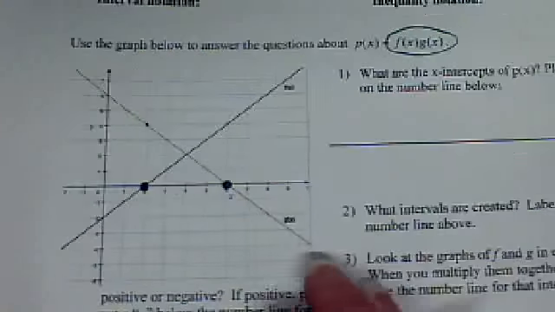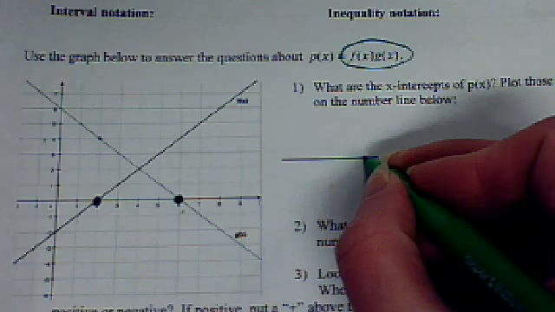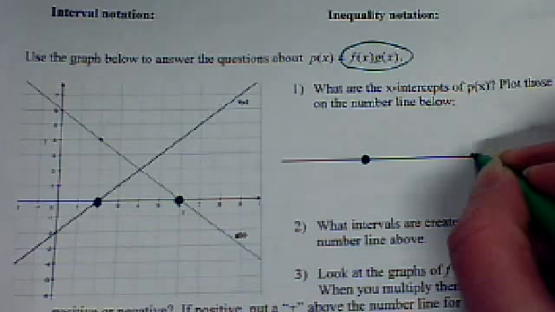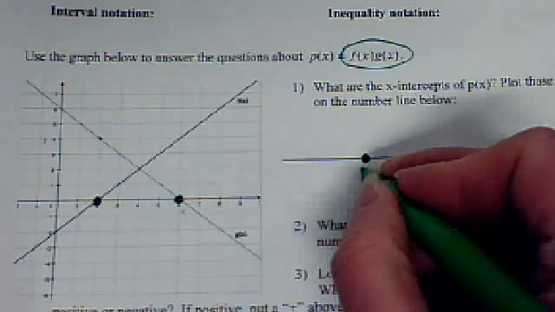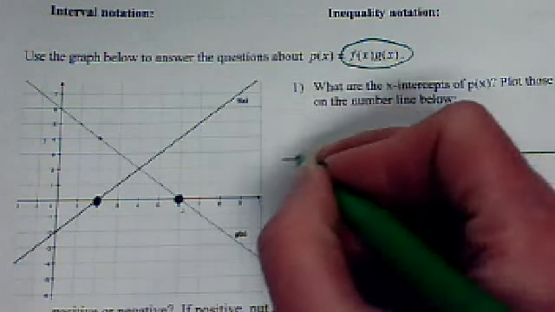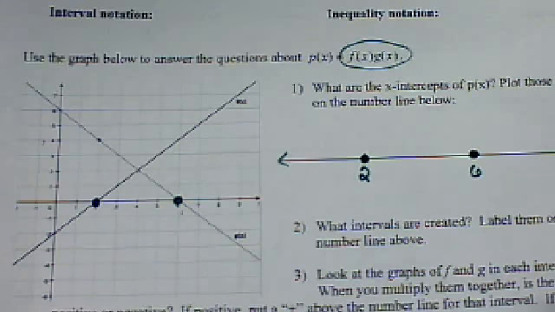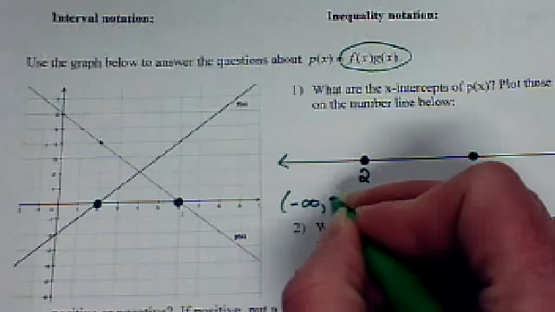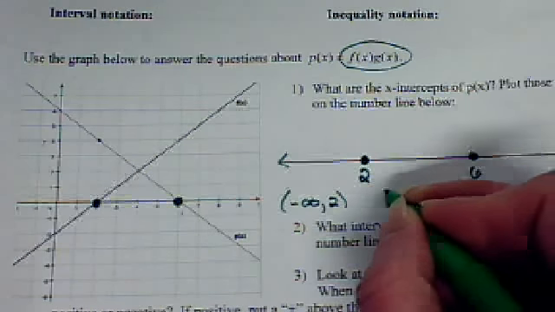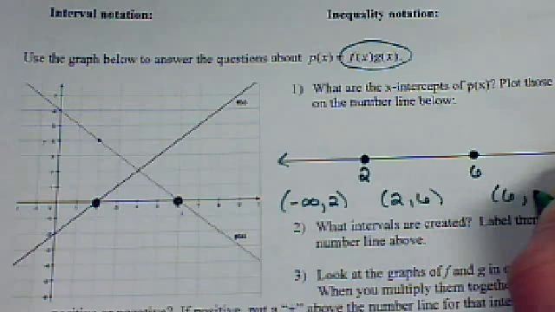What ends up happening is your x-intercepts of a polynomial split up the graph into what I call intervals, sections. The first break is at 2. The next one is at 6. Those are my x-intercepts of my new polynomial. The interval to the left of that would be the interval from negative infinity to 2. Between 2 and 6 is 2 to 6. And after that would be 6 to positive infinity.